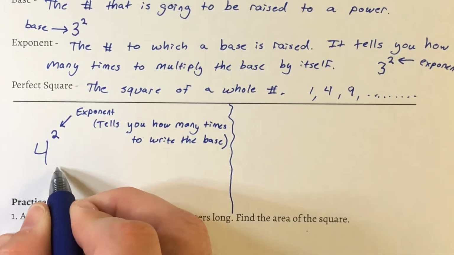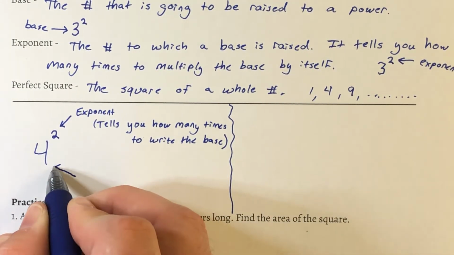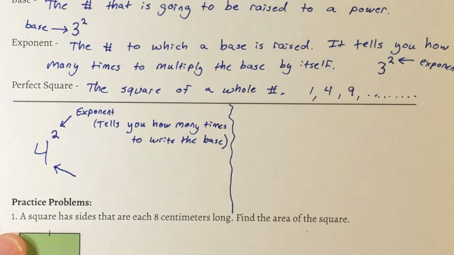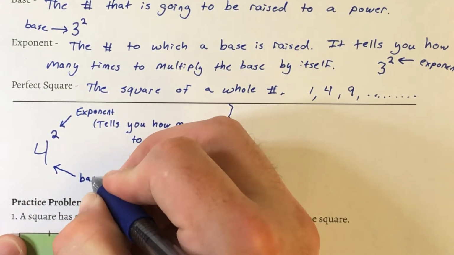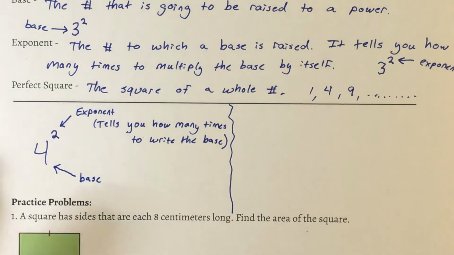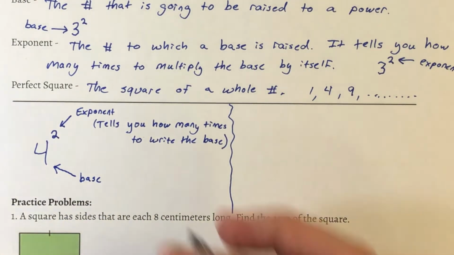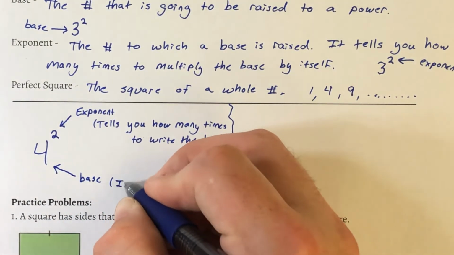The 4, the large primary number, that is our base. Our base is the number that you're going to be multiplying. So again, it's what you multiply.